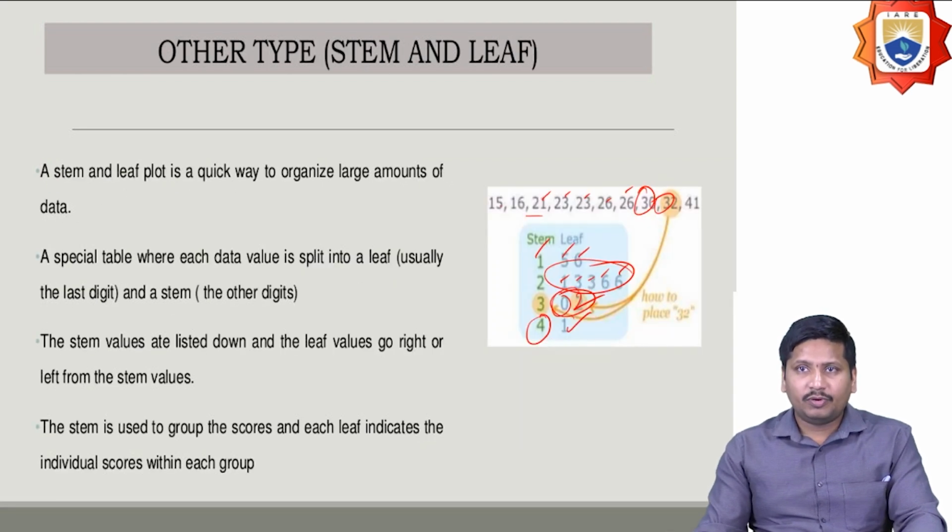Some other types of graphs available here include the stem and leaf graph. In a stem and leaf graph, for the values, the first digit is considered as the stem, and the remaining digit is considered as the leaf.